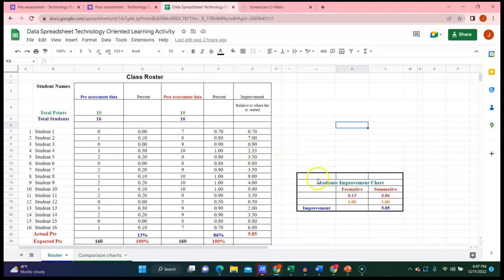If we look at the academic improvement chart over here, we can see that there is a jump from the formative to the summative, and there is a 5.85 improvement, which is great from pre to post. And that's what we want after teaching the lesson.